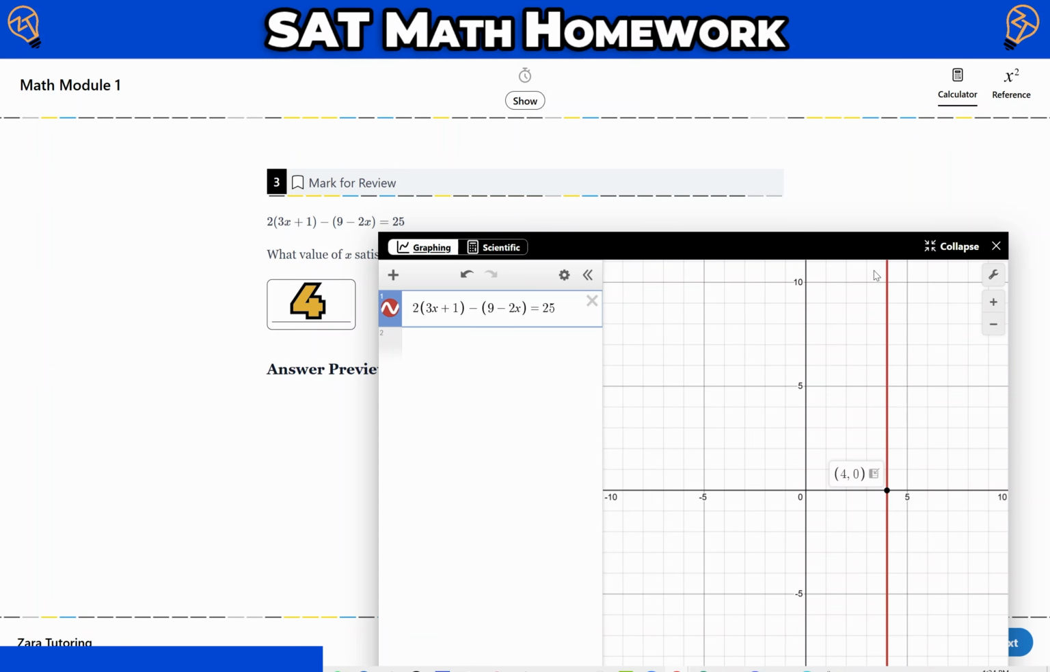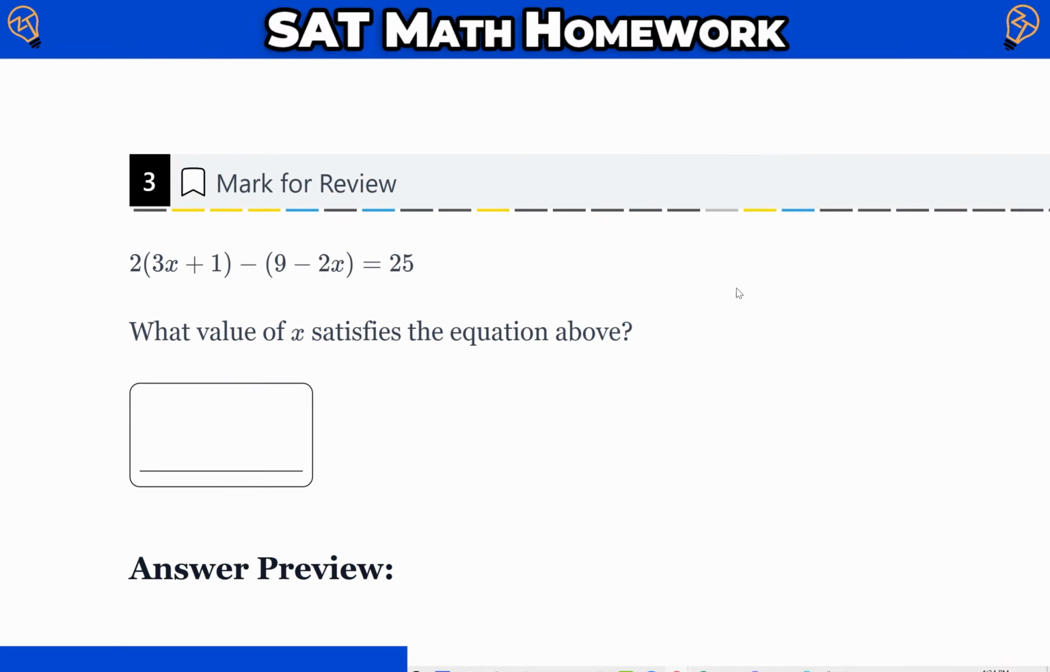In other words, they're showing this vertical line x equals 4, and we could just type that in and be done. Very quick and easy. The answer is 4, move on. But let's show how you would do it algebraically.